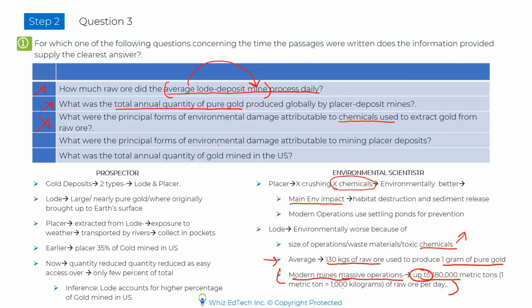What are the principal forms of environmental damage attributable to mining placer deposits? Yes, principal forms are habitat destruction and sediment release. So we have definite answers for this.